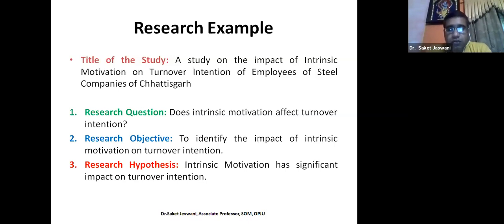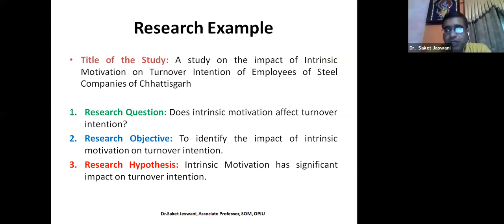So the research question that has been posed for this research work is: does intrinsic motivation affect turnover intention? This is the research question, a typical research question. One objective has been formulated for one research question, that is, to identify the impact of intrinsic motivation on turnover intention. And the research hypothesis is mentioned as: intrinsic motivation has significant impact on turnover intention.